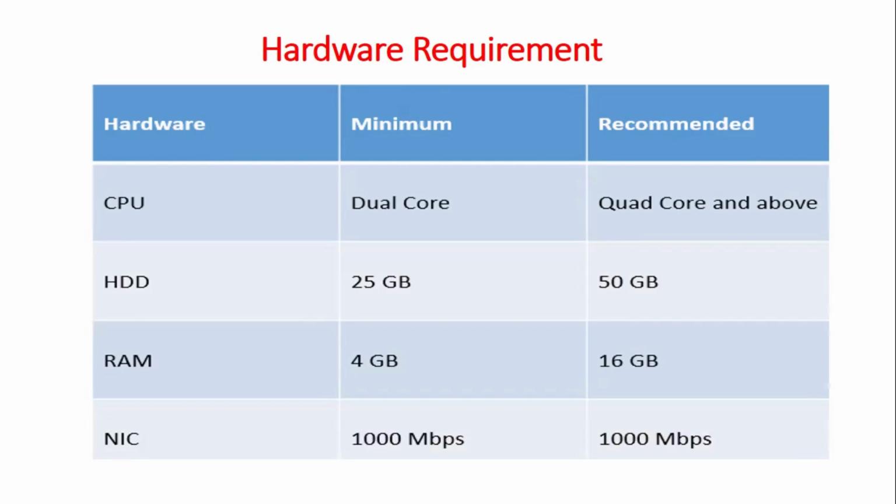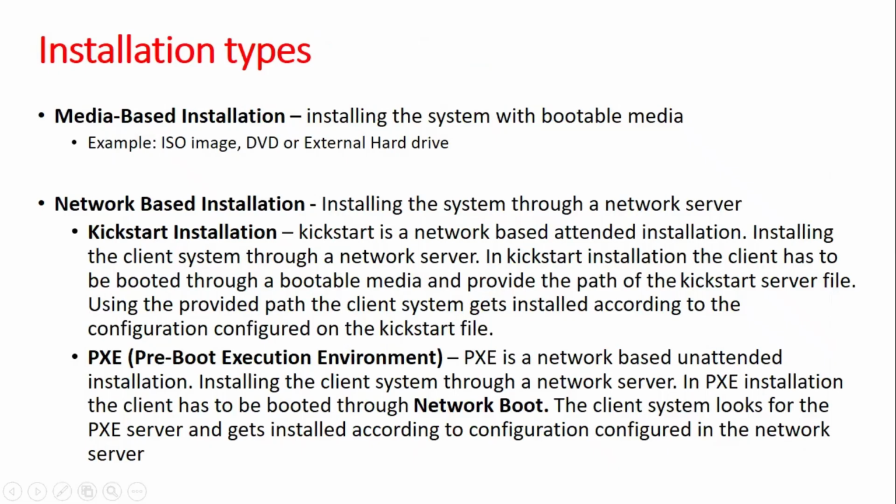If I talk about network or NIC, the minimum required is 1000 Mbps and recommended also is 1000 Mbps. So if I talk about the types of installation, there are two different types of installation.